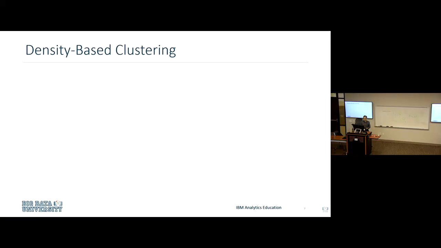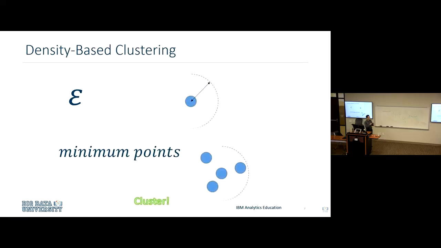There are two parameters that are taken into account, epsilon and minimum points. Epsilon is the maximum radius of the neighborhood, and minimum points is the minimum number of points in the epsilon neighborhood to define a cluster.